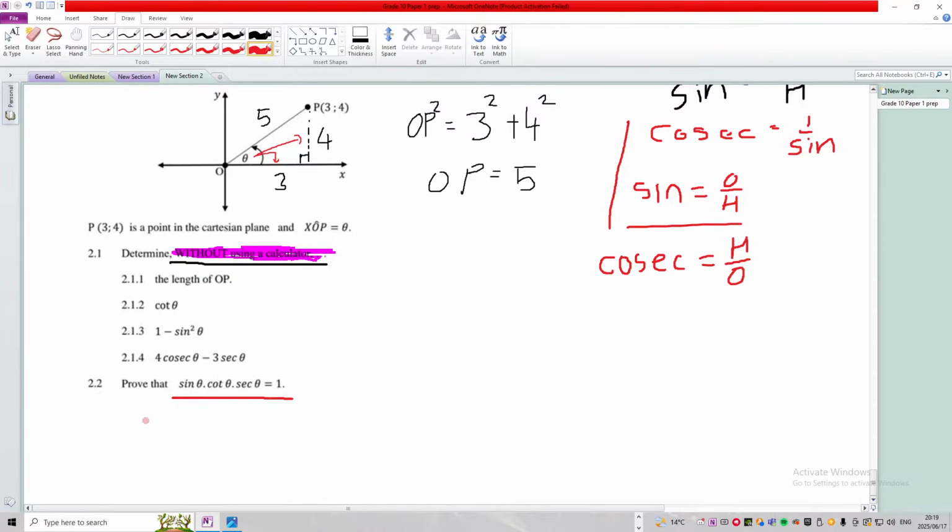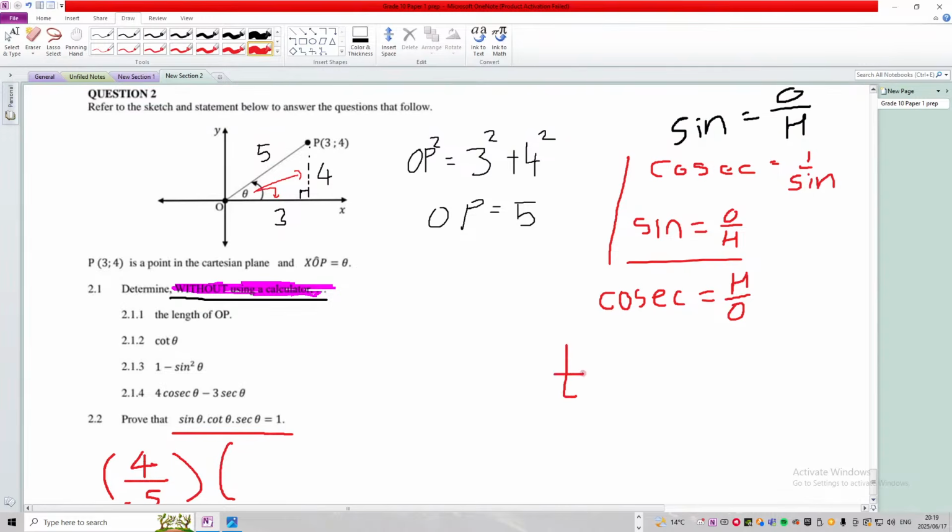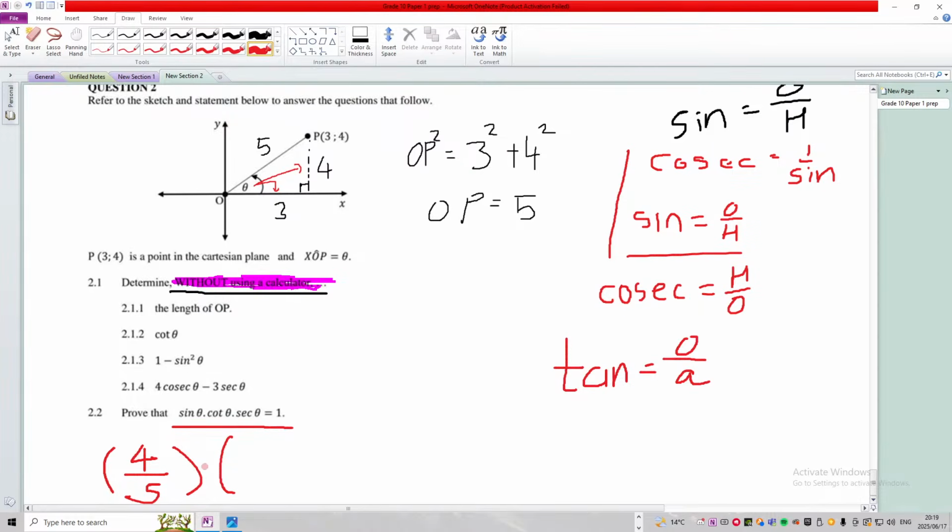Prove that sine theta dot cot theta dot secant theta is equal to 1. So we have sine theta. Sine is opposite over hypotenuse, so it is 4 over 5 in brackets. Cot is the inverse of tan. Tan is opposite over adjacent, so cot will be adjacent over opposite. So that is 3 over 4 in brackets.